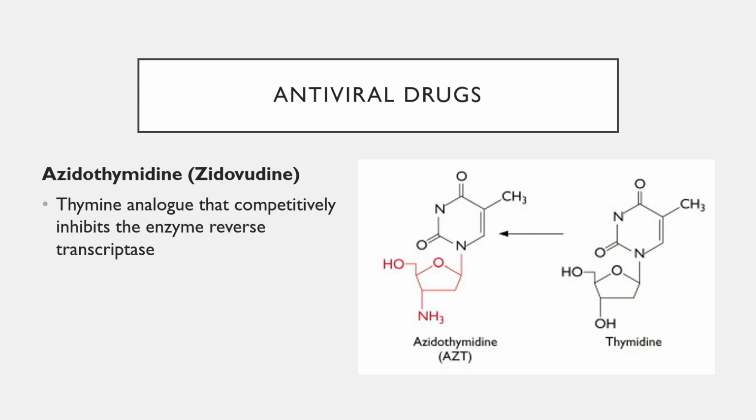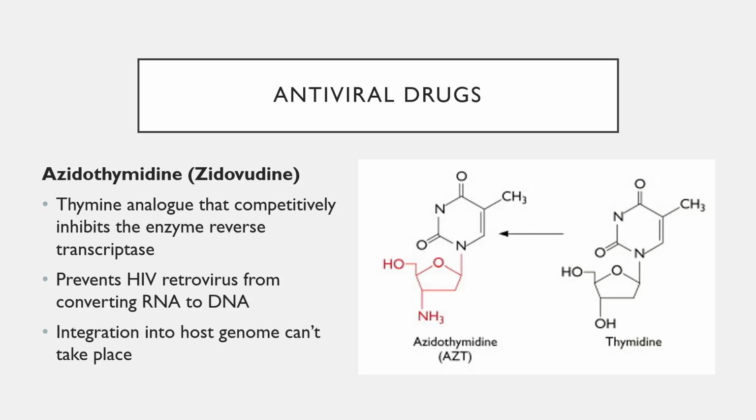It is so similar to the structure of thymine that it is able to enter the active site and competitively inhibit the enzyme reverse transcriptase, which, as we have learned, is the enzyme that converts the viral HIV RNA into DNA, which is a step that is necessary as a precursor to integrating it into the host cell's genome. And so by preventing RNA from being converted into DNA, integration cannot take place and the extent of the HIV virus infection is lessened.